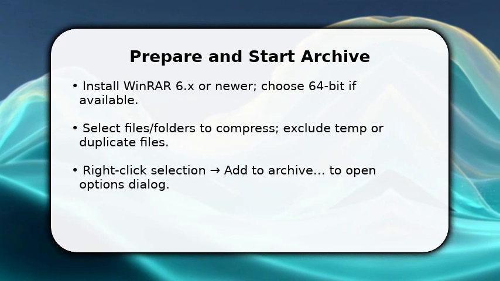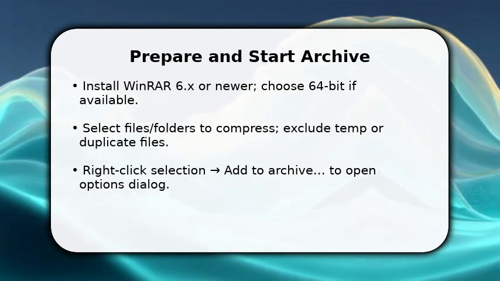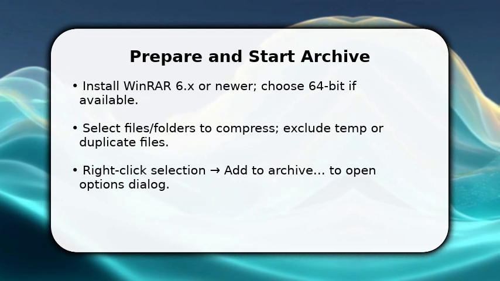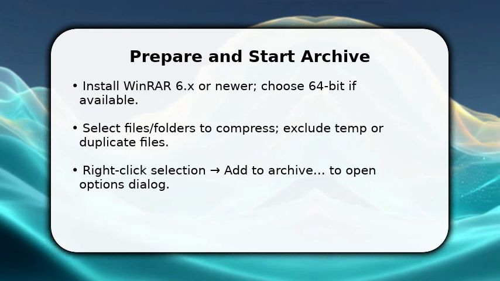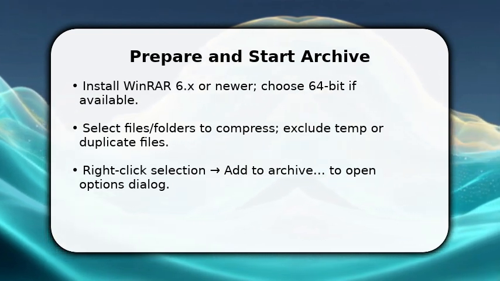Make sure to set archive volume size only if splitting. Don't change everything at once. Leave compression method and dictionary size visible, so you can adjust in the next step for maximum size reduction.